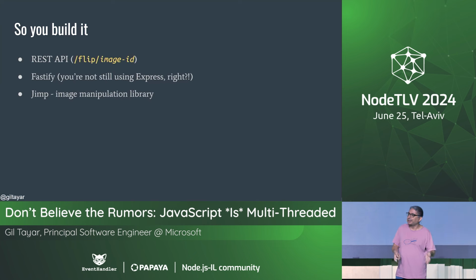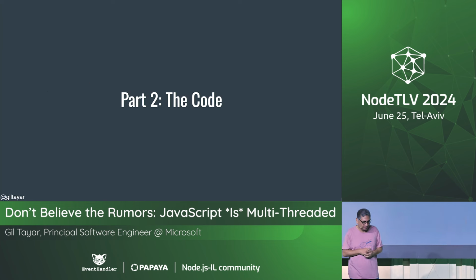So you build it. It's a REST API, /flip/ and an image name, and it flips the image. We're going to use Fastify because you're not using Express anymore, right? Anybody using Express? Don't raise your hands. Be ashamed. Thank you. And we're going to use GIMP. It's an image manipulation library.